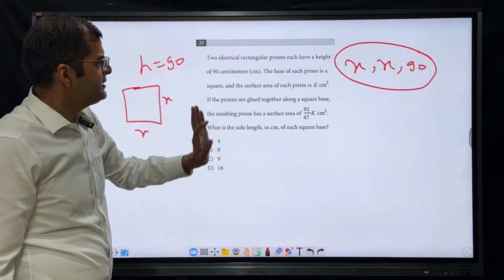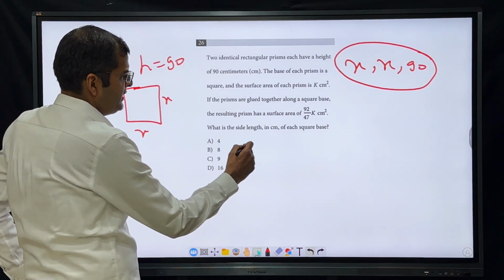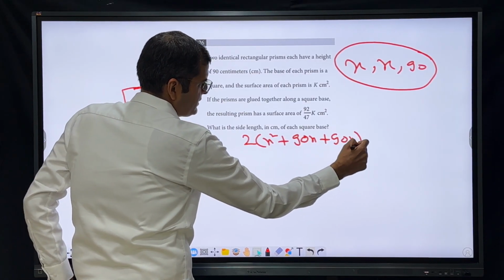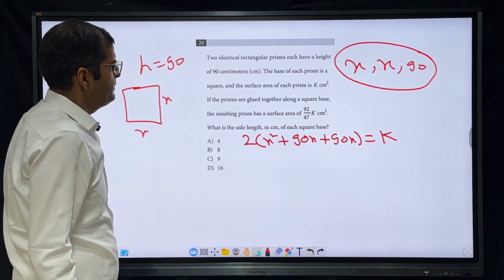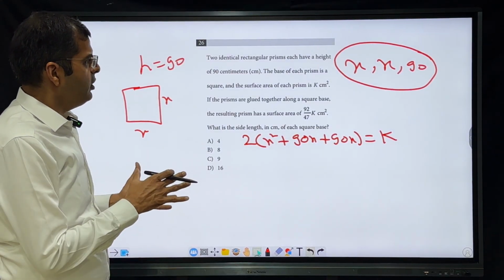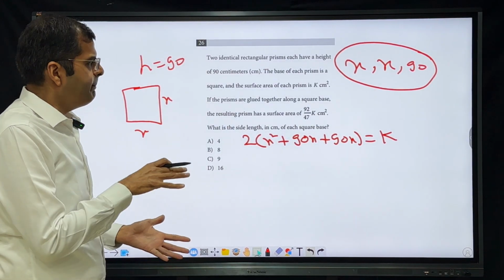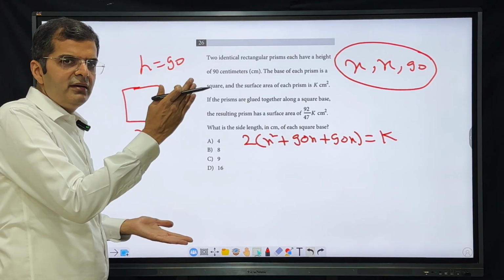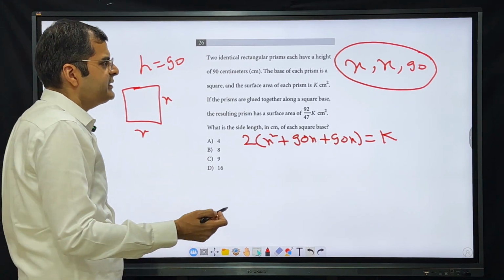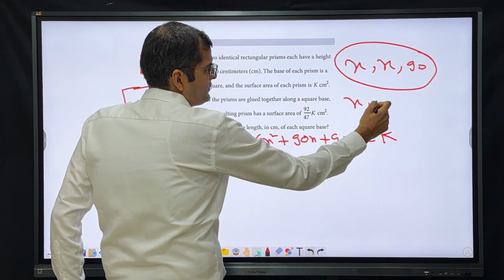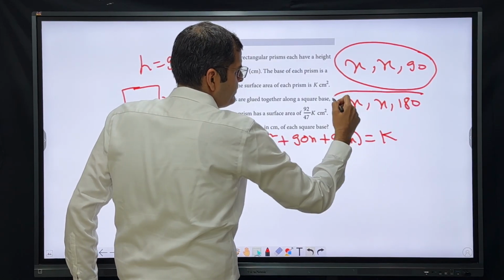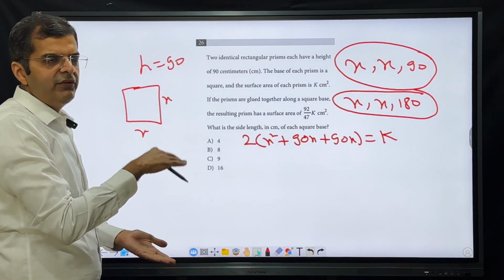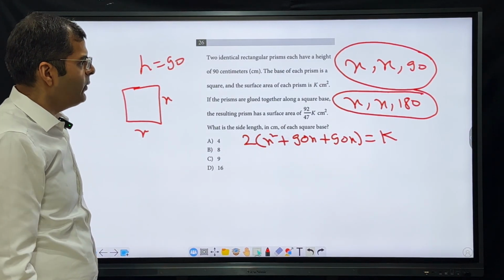And the surface area of the prism is k centimeter squared. So the surface area will be 2 times x squared plus 90 into x plus 90 into x, that is given to be k. If the prisms are glued together along the base, the resulting prism will have double the height, and the other sides x and x will remain the same. So the new prism will have sides x, x and 180. The height has doubled because I have glued the two prisms along the square base.